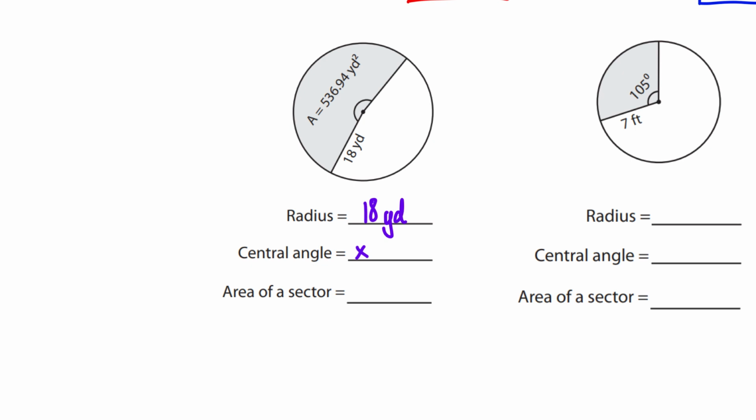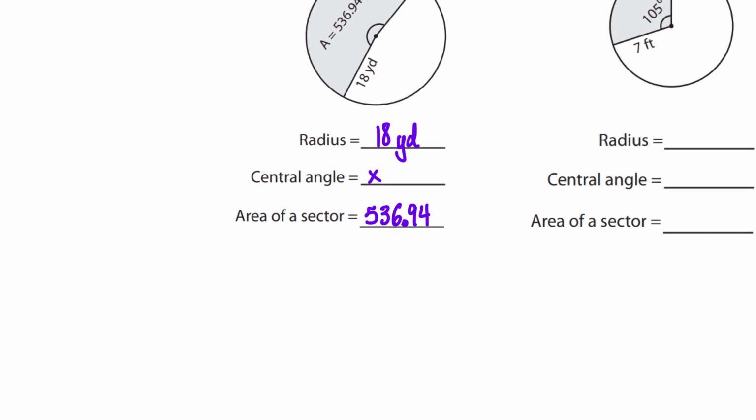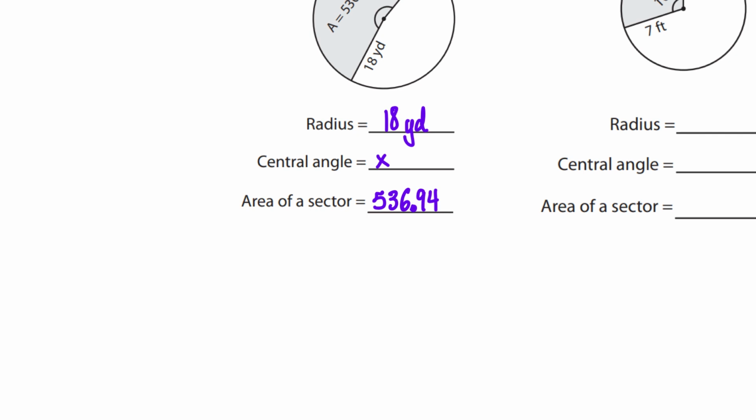What's the area of this circle? 536.94 square yards. So here's what I'm going to do. I'm going to set this information up into the equation and then solve for the unknown. So we're going to have pi times the radius squared times the central angle, which is what I don't know now. I'm going to put my x there, over 360 equals 536.94.